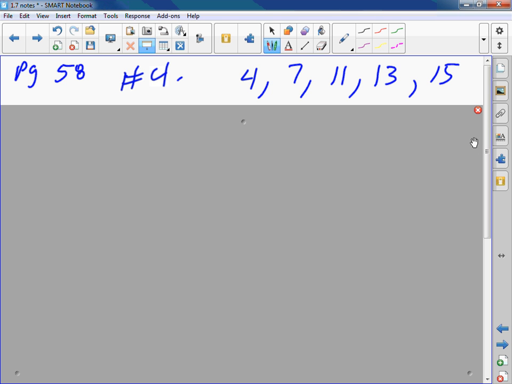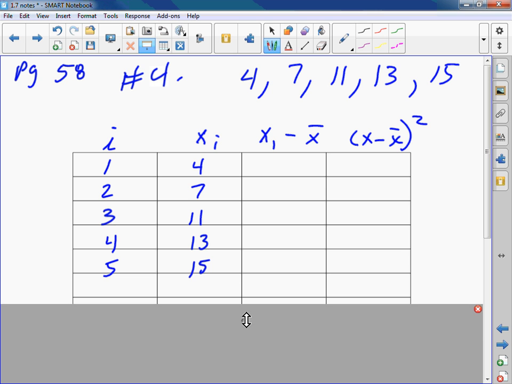They gave you a group of numbers: 4, 7, 11, 13, and 15. Okay, so far so good. And it says find the standard deviation. So at least to start with, I think it's good to use the format that they did in the example 2 that we did yesterday. So our i here: number 1 is 4, number 2 is 7, 3 is 11, 4 is 13, and 5 is 15. So the i numbers are just 1, 2, 3, 4, 5 in order, which member of the data set, and then I put the numbers in here.